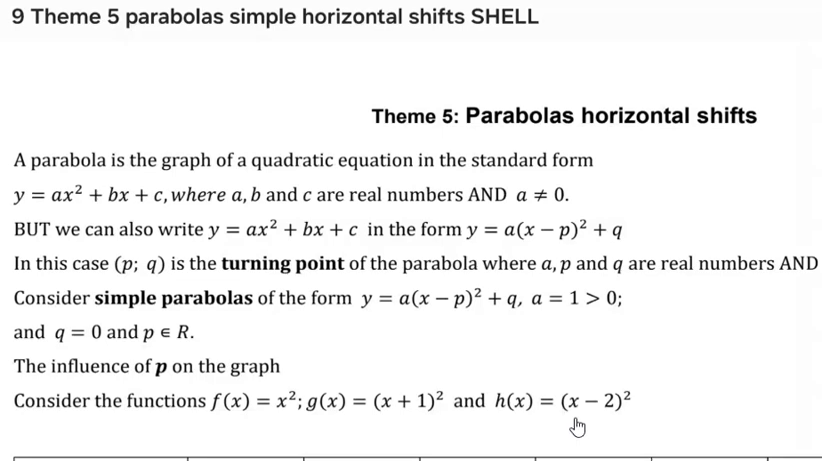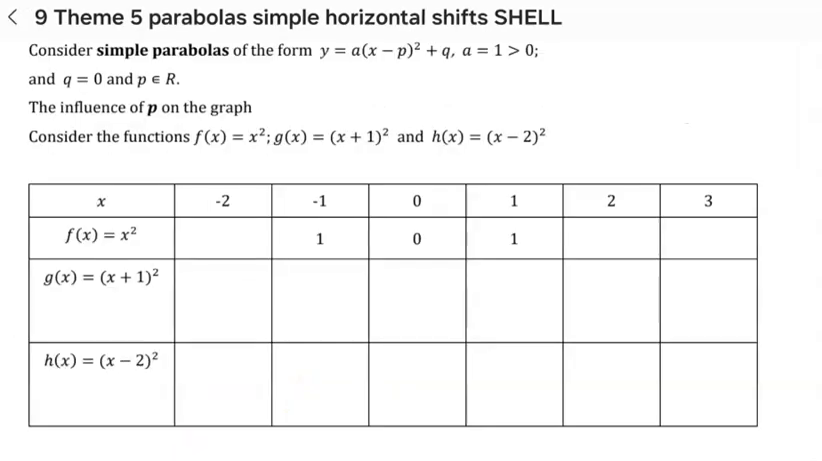In order to draw the graphs, we're going to compile a table, and in this table we can also see how the graphs will shift in relationship to the mother graph. We are looking at these simple parabolas. First of all, if you look at f of x, this is our mother graph, and we know the values here. We're going to compute some values for g of x and h of x. You will note that I've added more values here. You will see why I did that.